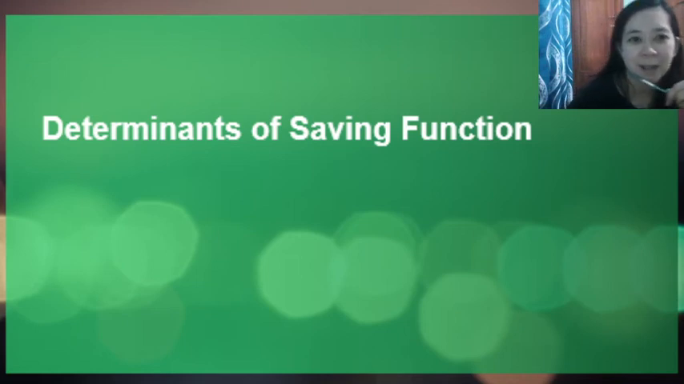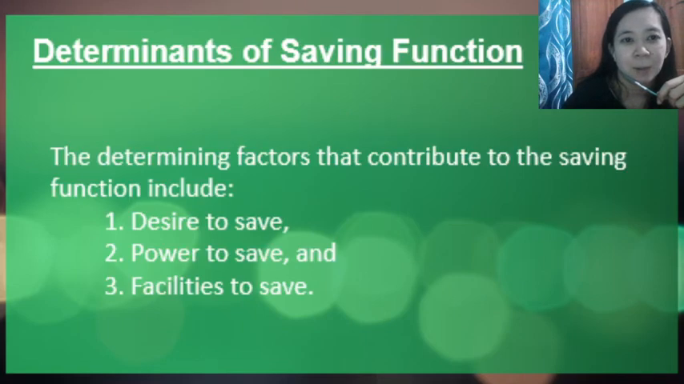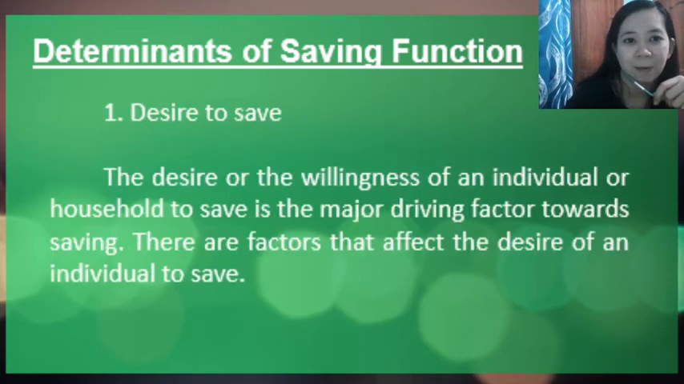Okay, so this is the next part of the saving functions. In this video, we will discuss the determinants of the saving function. Basically, the determining factors that contribute to the saving function include three factors: the desire to save, the power to save, and the facilities to save.